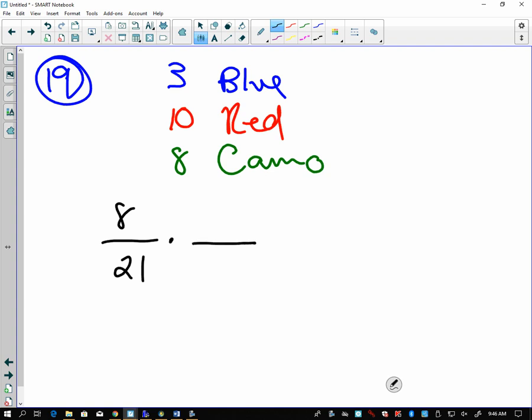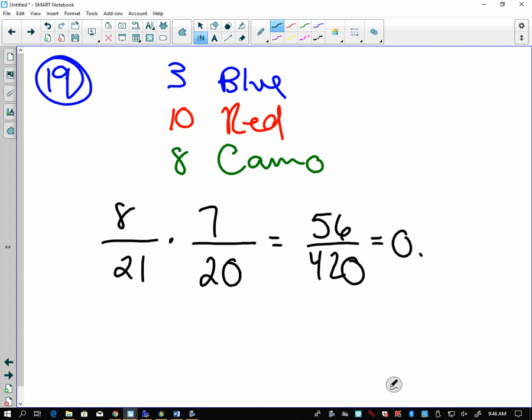All right. What's the probability of Jeremy getting a camo car? 7 out of 20. And you guys do know that we multiply those ratios, right? All right. So we know we're going to get like 56 over, I don't know, what is 21 times 20? That'd be like 420. Okay, but we want our answer as a decimal to the nearest tenth. So what's 56 divided by 420? 0.133, repeating.